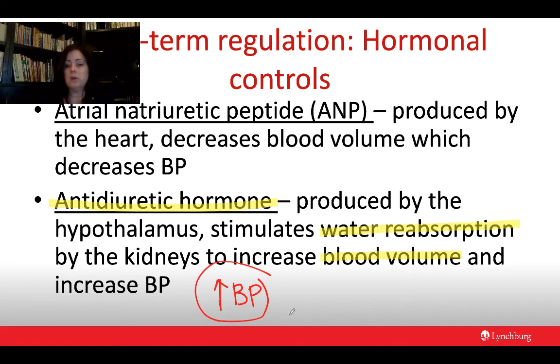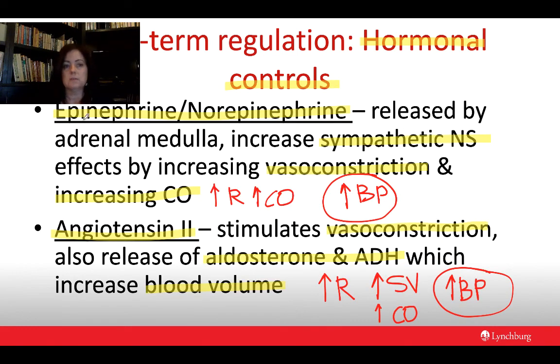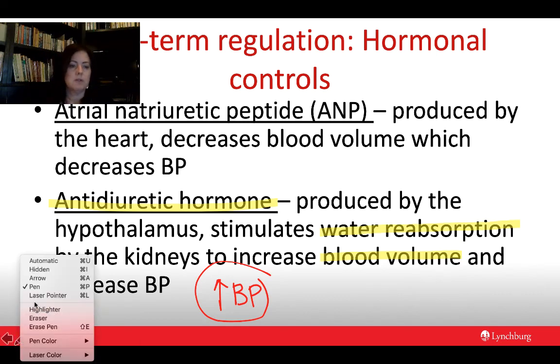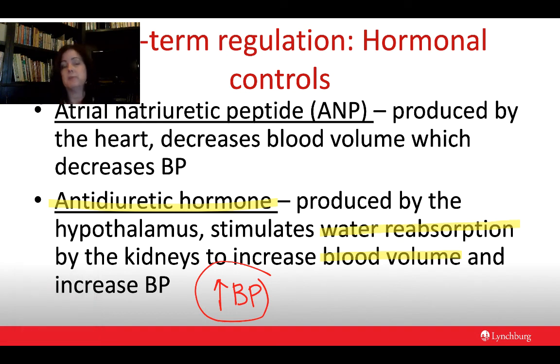Now, if you'll notice, all three of these, epinephrine, norepinephrine, angiotensin 2, and ADH, or antidiuretic hormone, have all had the effect of increasing blood pressure. We have one hormone that is like the odd man out, and it does something completely different. Well, it's just the opposite. It actually is going to decrease blood pressure. So this one is called atrial natriuretic peptide, or ANP. And this is actually a hormone that is released by the heart itself, which is kind of interesting.